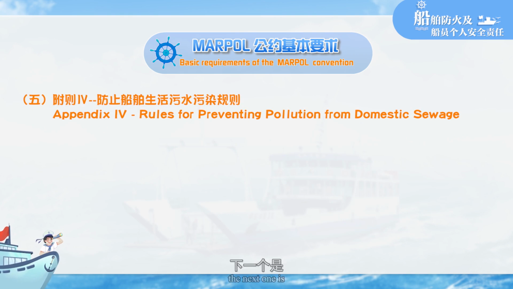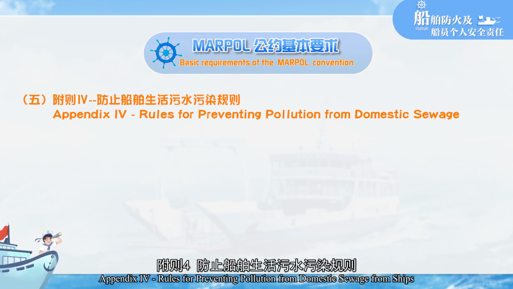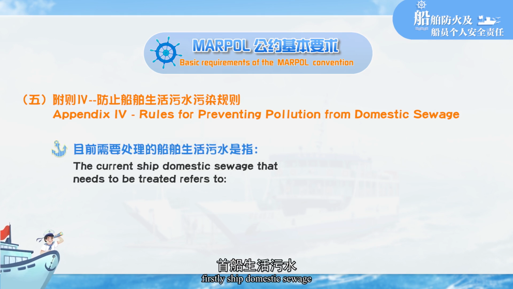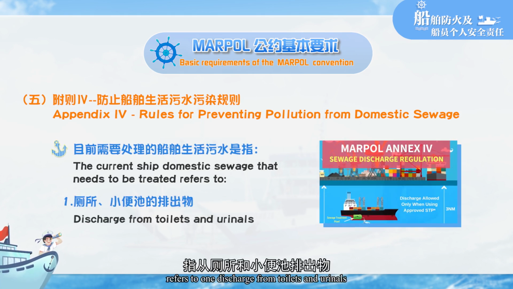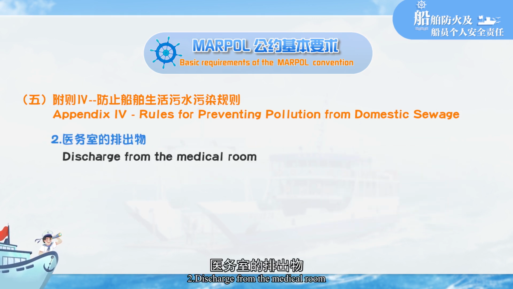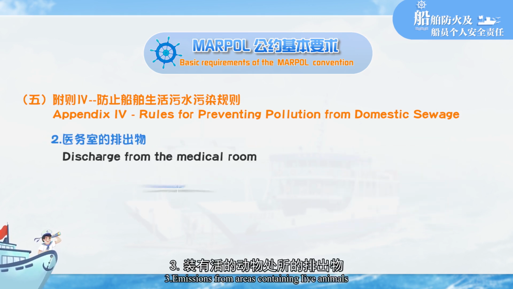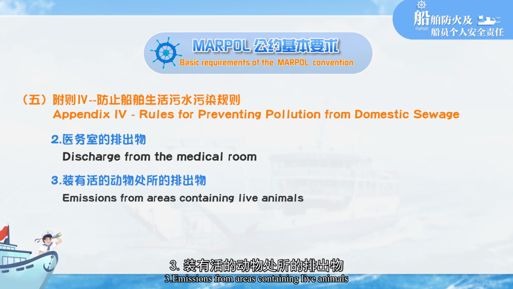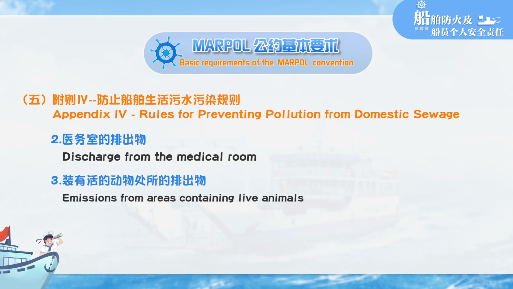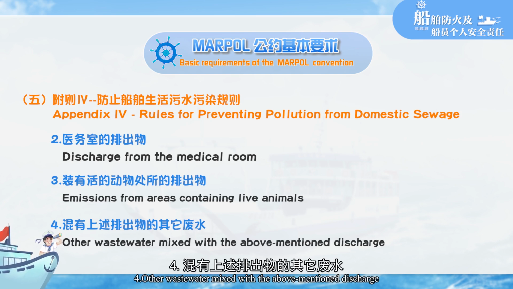The next one is Annex 4, rules for preventing pollution from ship domestic sewage. Firstly, ship domestic sewage refers to 1. Discharge from toilets and urinals. 2. Discharge from medical rooms. 3. Discharge from places containing live animals. 4. Other wastewater mixed with the above discharge.